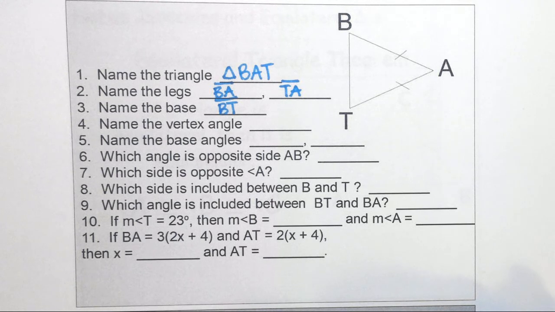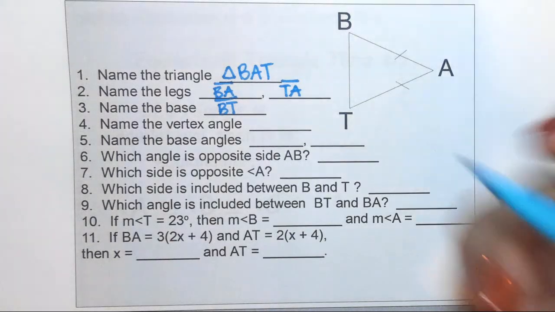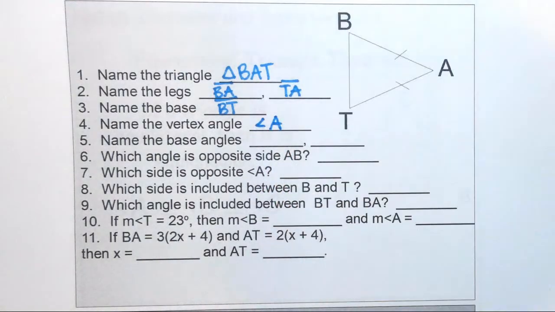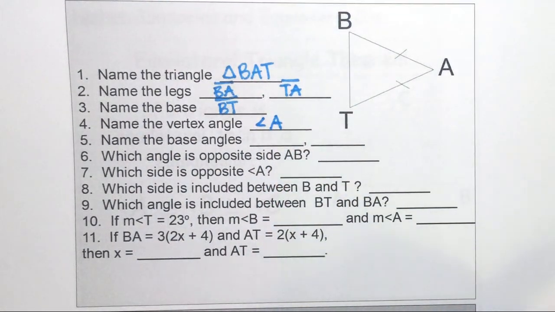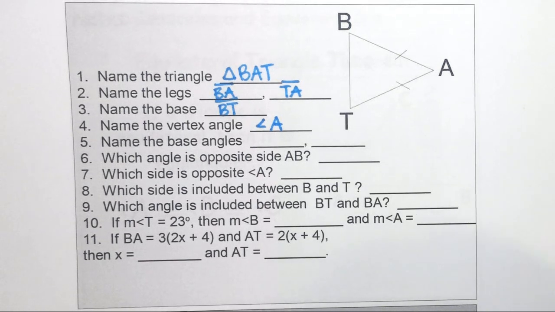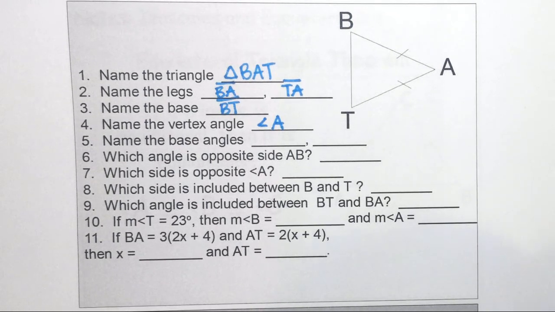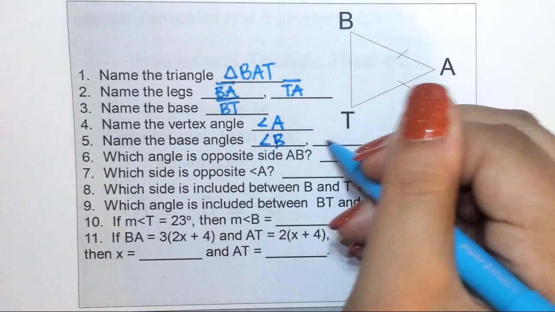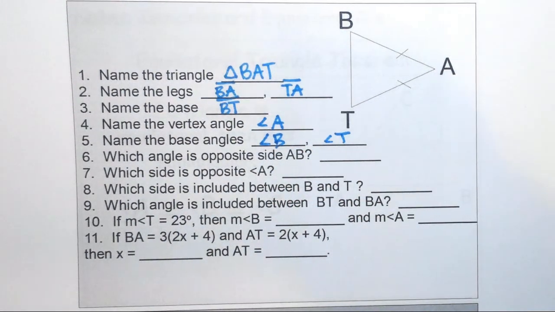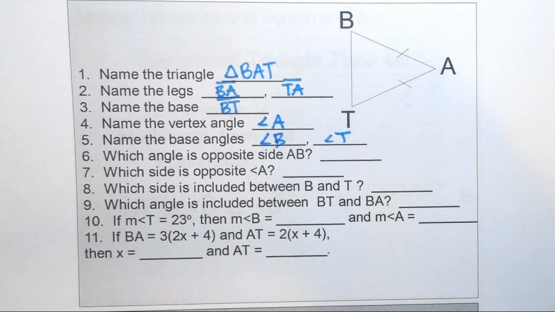Lily. What is the vertex angle here? Give me a word before that. Angle. You have to put the angle symbol, and it's angle A. Perfect. All right, Lily, choose somebody to tell me the base angles. Grace. All right, Grace, what are my base angles here? Angle B and angle T. Perfect. All right. And Grace, choose somebody.